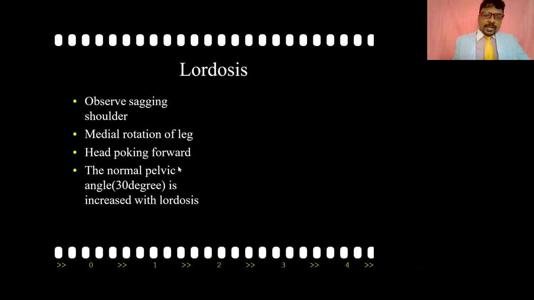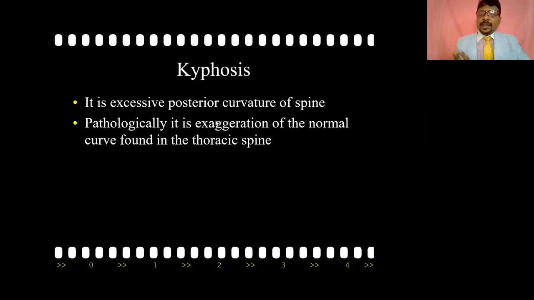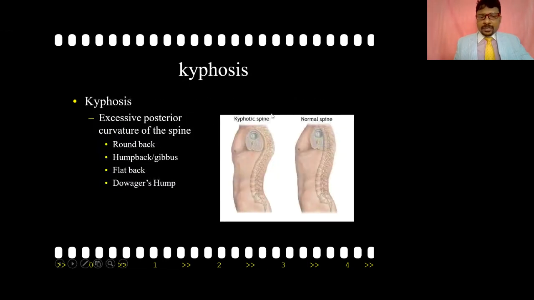We are also going to see some other problems in lordosis: sagging shoulders, medial rotation of the leg, the head going forward, and abnormal pelvic rotations, also increasing with the lordosis. These are the problems with lordosis. And also sway back deformities: the pelvic inclination is going to be increased in the sway back position.